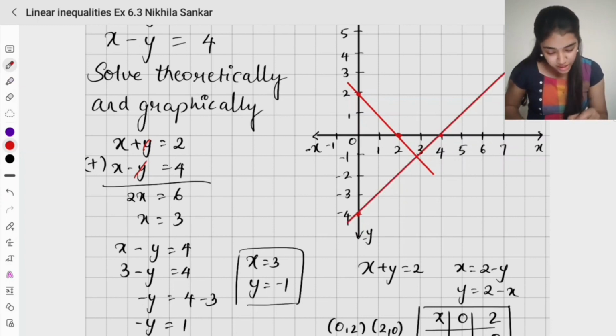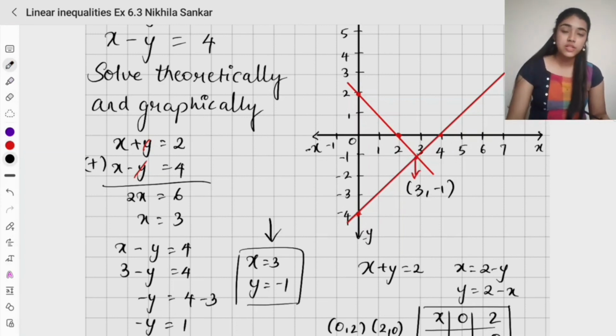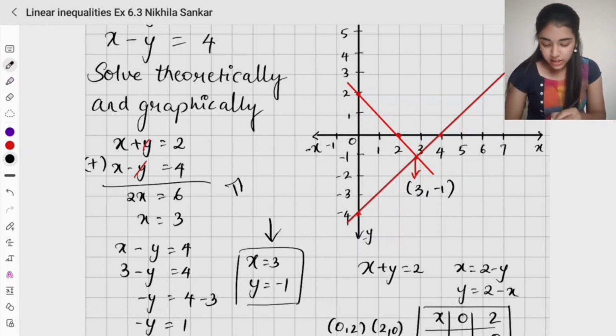So where does this meet? It meets over here, and what is this point? This point is going to be 3, minus 1, and that is the solution we got here. So we found the solution of this graphically, and this is theoretically. So this is the theory way of solving this, and this is the graphical way of solving this.